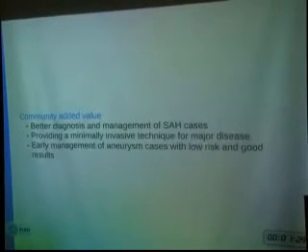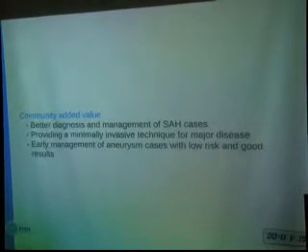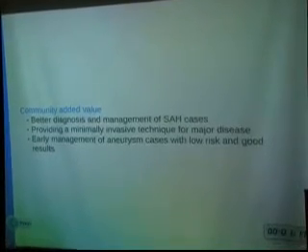The community added value: we provided better diagnosis and management of subarachnoid hemorrhage cases, providing a minimally invasive technique for a major disease, with early management of aneurysm cases with low risk and good results.